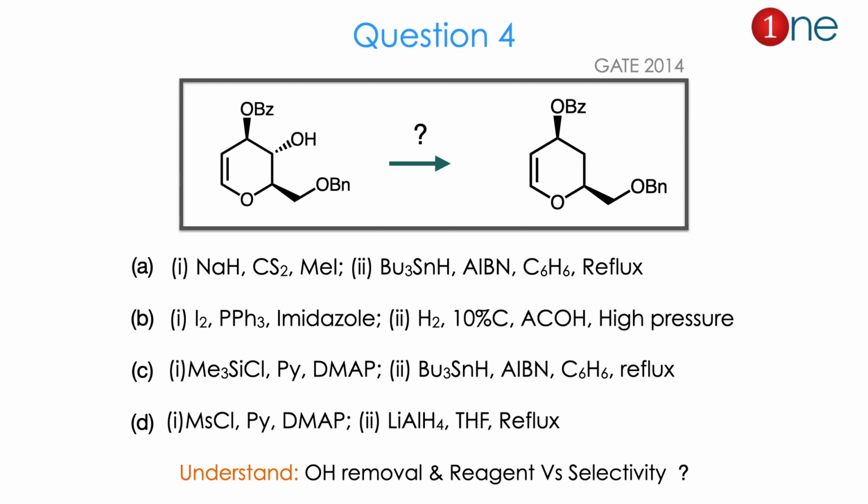Whether you are using sodium hydride and carbon disulfide with a radical reducing agent, or iodine and imidazole, or normal palladium on carbon reducing agent, or you are using silyl chloride and DMAP with a radical reducing agent, or mesyl chloride and lithium aluminum hydride. So you are playing between the reducing agent and the OH reactivity. So from the reactant to product and reagent, you might get that OH removal really happened, and the reagent versus selectivity is the real question here. The answer is A. Let us see how.